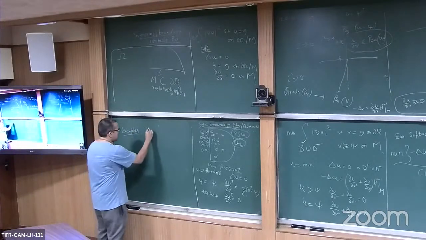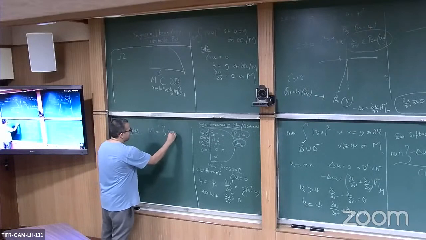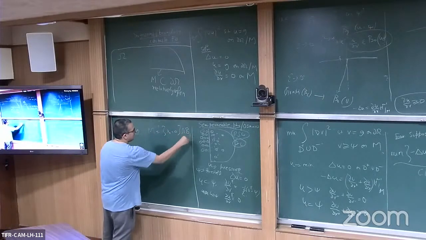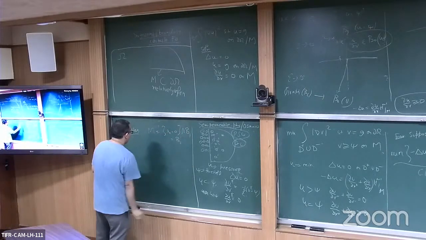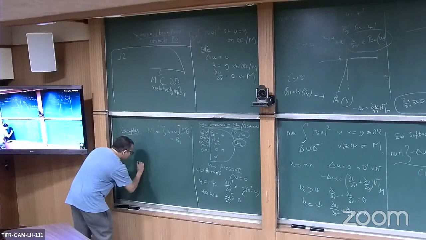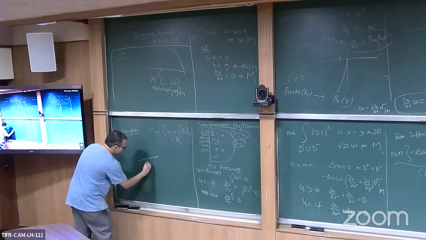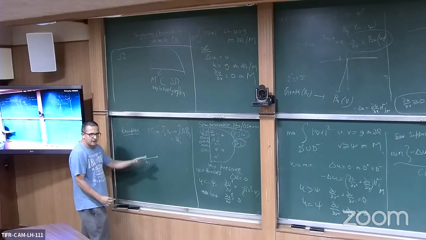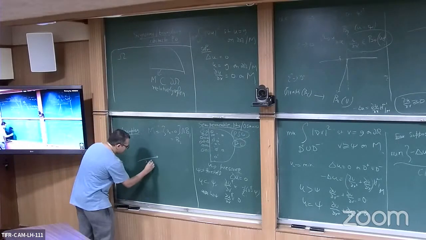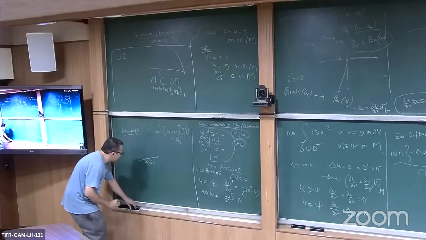So, assume that M is the set where x_n equals to 0, intersection B_1 or B_1 prime, and now let us look at this set. So, this is the set where, say, x_{n-1}, you can take x_1 or any of the other n minus 1 directions, this is, say, less than or equal to 0.